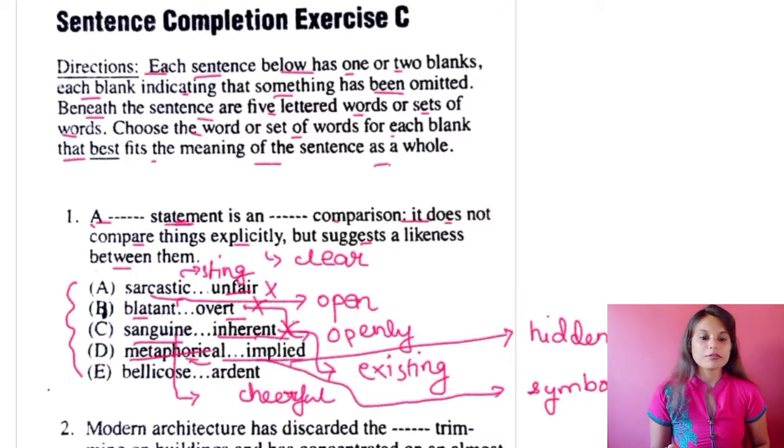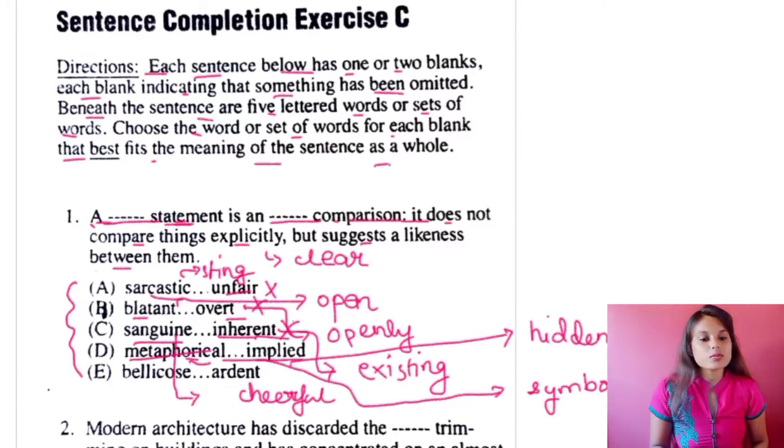So a metaphorical statement is an implied comparison. Obviously metaphorical means kind of symbolic. So if I say symbolic, obviously it is referring to certain things which are not disclosed. We all know the meaning of metaphor. A metaphor doesn't express everything about a particular thing. It only talks about certain characteristics of that thing in a symbolic sense. It does not talk about all the aspects of that thing. It keeps certain things hidden.